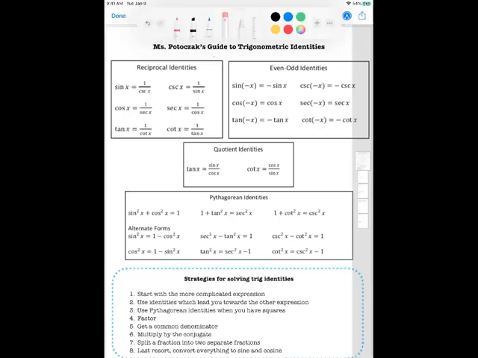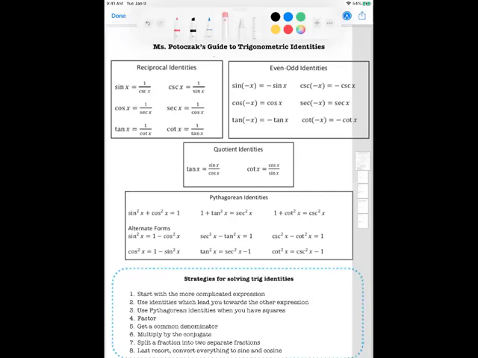Hello. In today's lesson, I'm going to teach you all some strategies that I like to use when I'm verifying trig identities or simplifying trig expressions. In the last lesson, we learned about all of these different identities, which I've compiled here for you on this handout. And I've added my top 8 strategies that I use when I solve these identities, because often students get kind of hung up. They say, I don't even know where to start. So hopefully this list will help you.